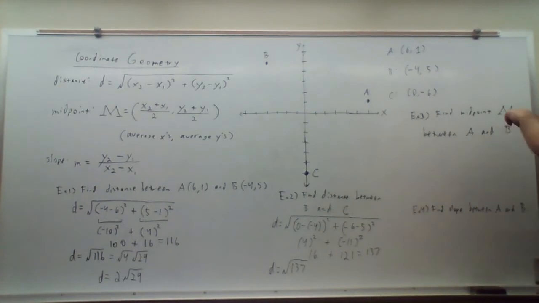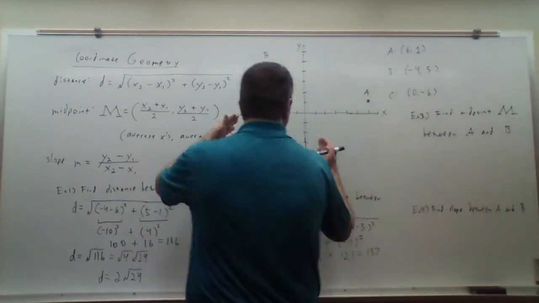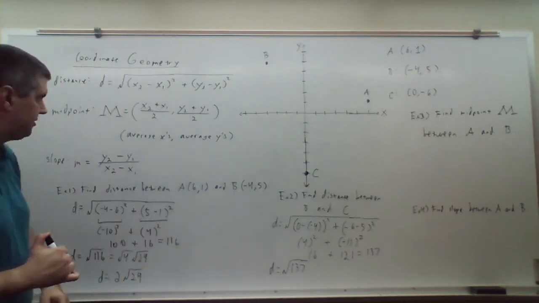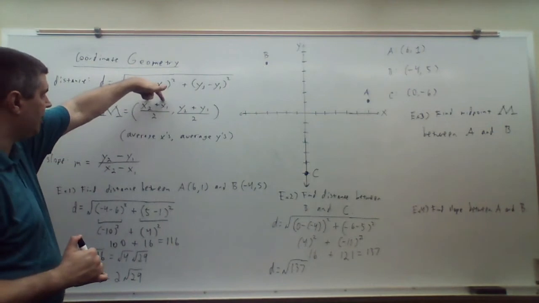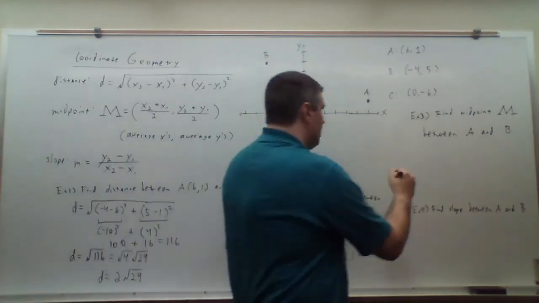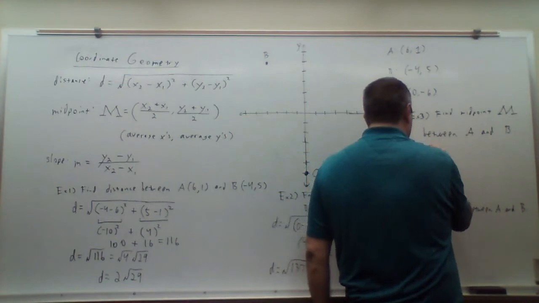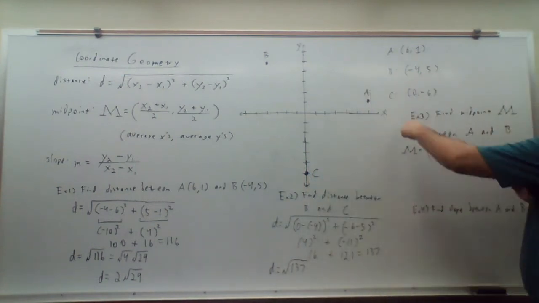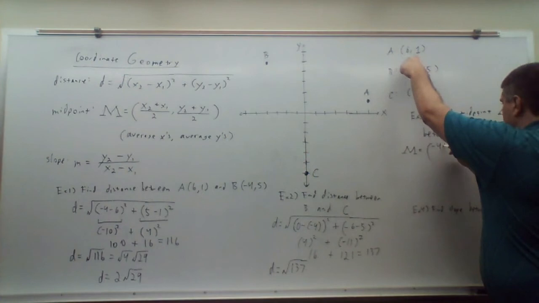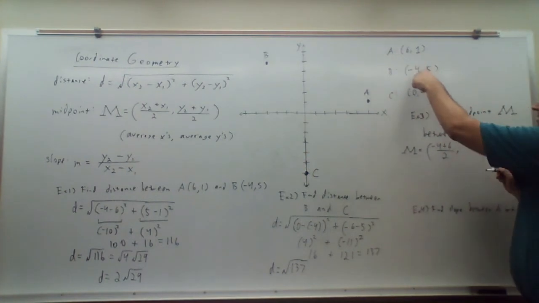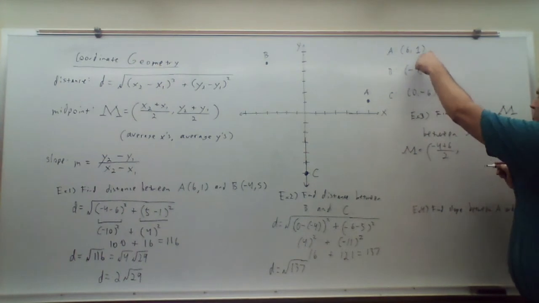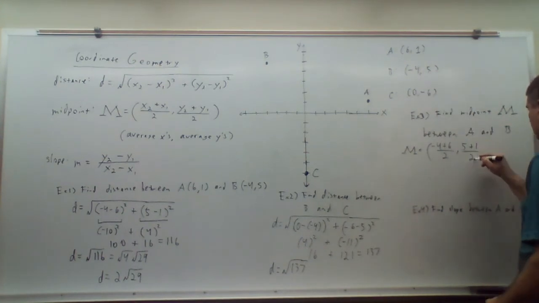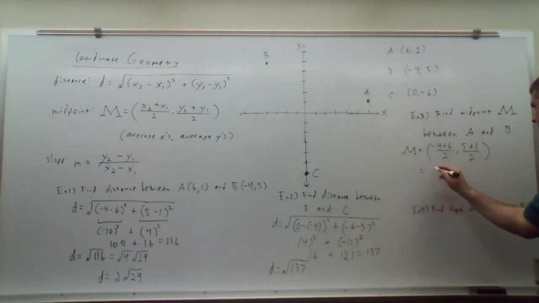Next, I'm going to switch gears and talk about the midpoint. That's the point that's going to be halfway between the 2 points. And the formula is here. Essentially you just need to average your x's and average your y's. So M, capital M, will equal negative 4 plus 6 over 2. So add your x's, negative 4 plus 6, put it over 2, and do the same thing for your y's. 5 plus 1 over 2.